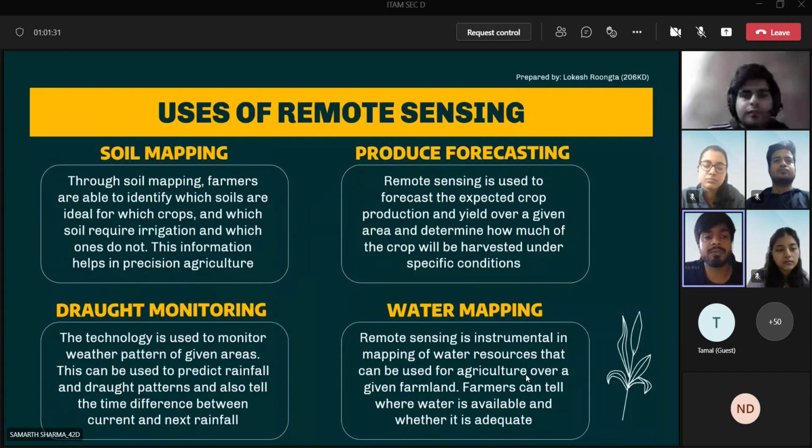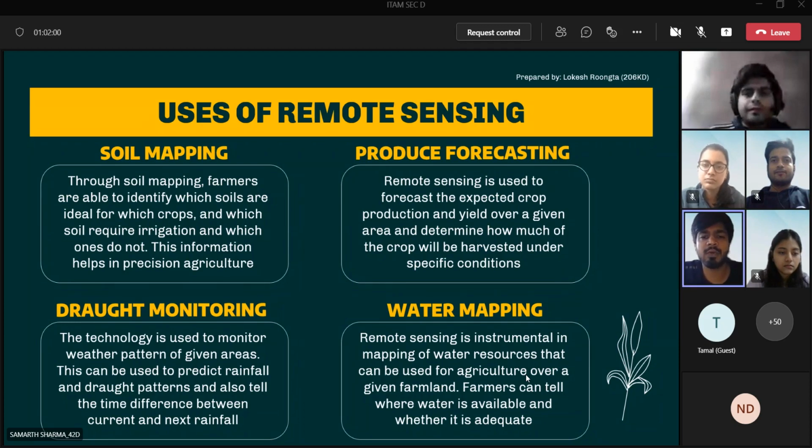Now, the uses of this remote sensing technology. The first one is soil mapping. Soil mapping is one of the most common, yet one of the most important uses of remote sensing. Through soil mapping, the farmers are able to tell which soils are more ideal for which crops, and which soil requires irrigation and which ones don't. This information helps in precision agriculture.